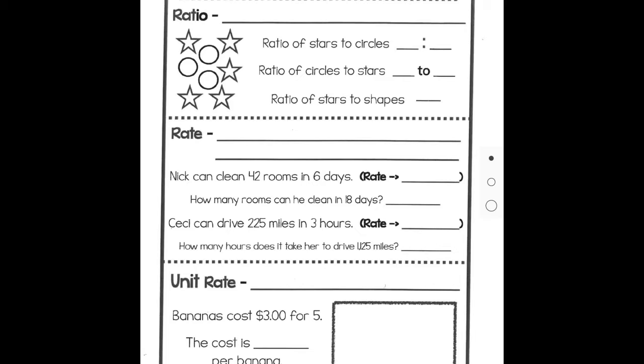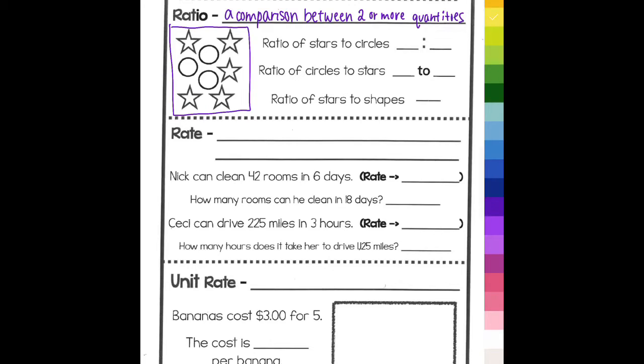So the first thing we have is a ratio, which is a comparison between two or more quantities. And a quantity just means something that you can count. So for example, these stars and circles over here. We can count those, so we can compare them with a ratio.